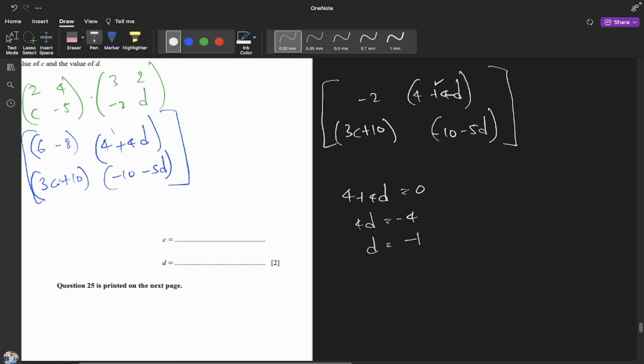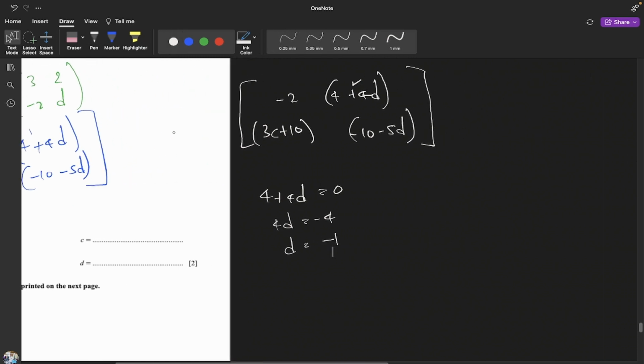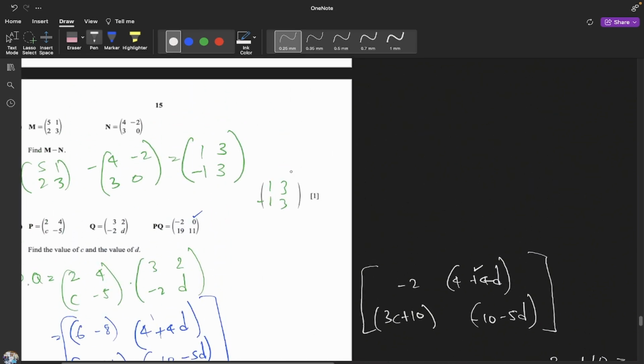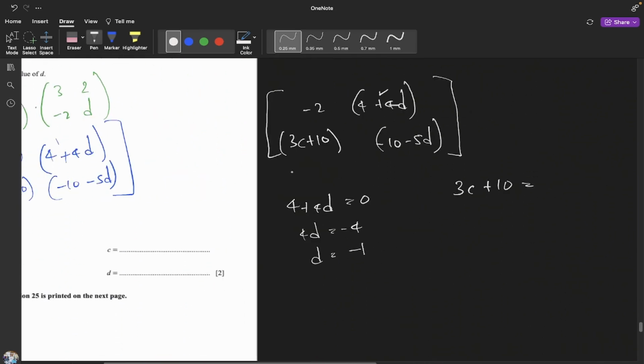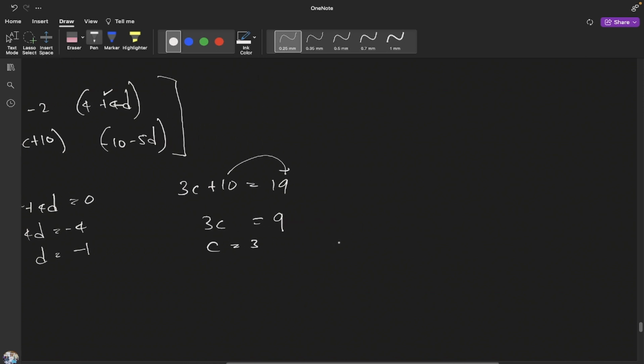You can go directly to find C, but it's better to try it and verify. So we'll find C, then we'll check the verification. 3C plus 10 is equal to 19, right? If I bring this 10 to the other side, it becomes minus 10. So remaining is 9. 3C, C is equal to 9 divided by 3, which is 3. Okay. Now let's do some verification.